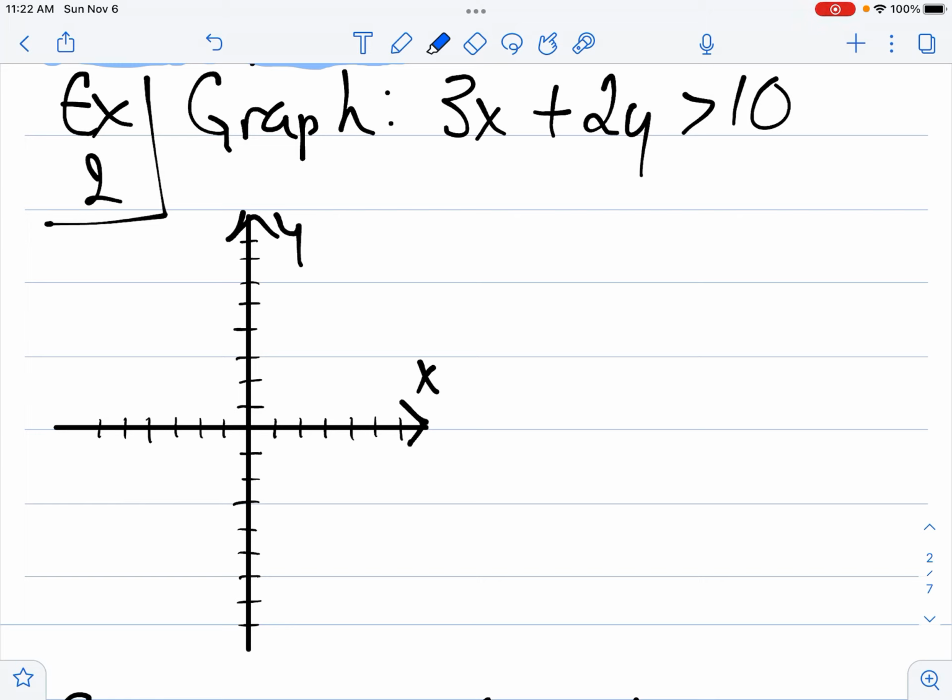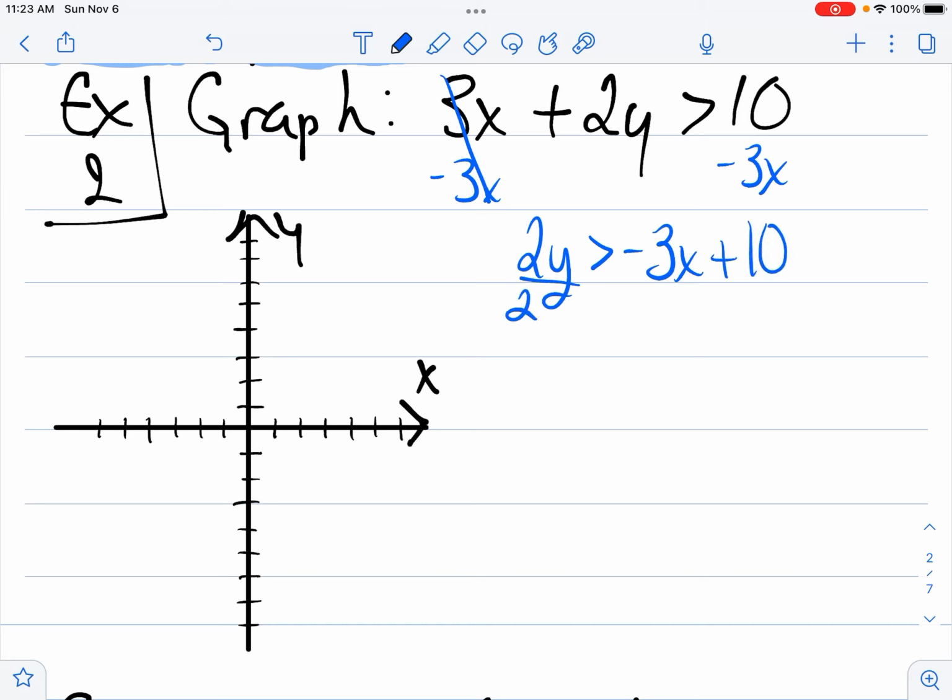Okay, so here's the deal on this one. This one's in standard form, so we need to get it in a good graphing form, which is slope-intercept form. So the first thing that I'm going to do is solve this inequality for y, okay? In order to do that, I'm going to subtract 3x from each side. So subtract 3x there and there. Those cancel out. I get 2y is greater than negative 3x plus 10. And then I'm going to divide every term by 2. I'm going to get y is greater than negative 3 halves x plus 5.